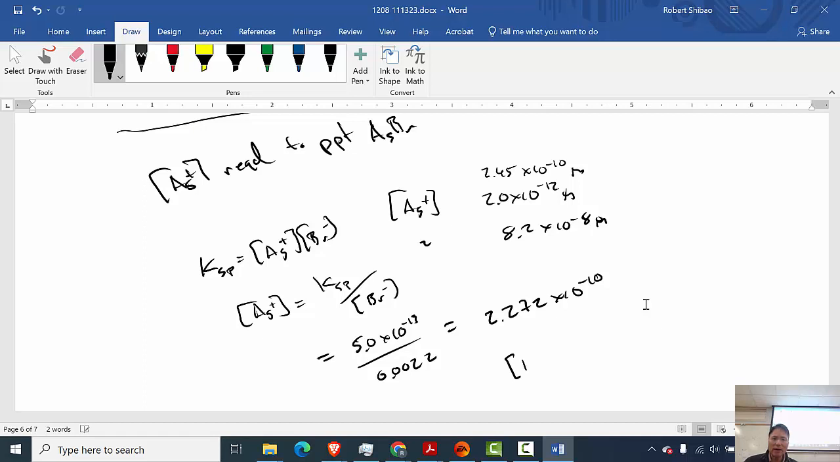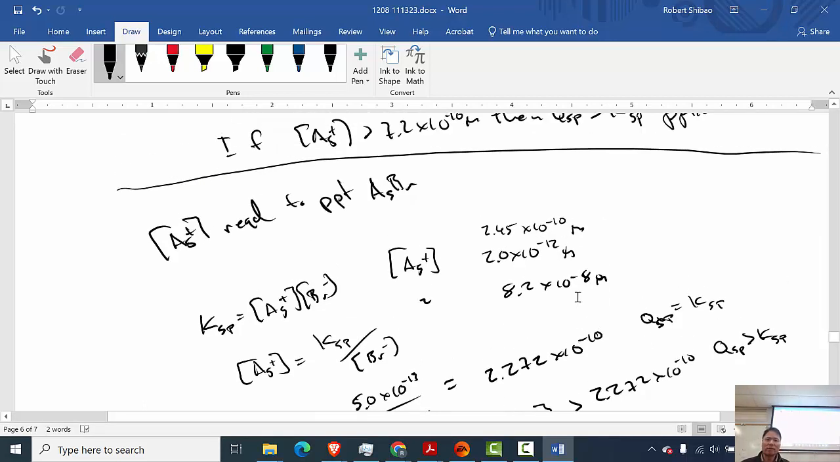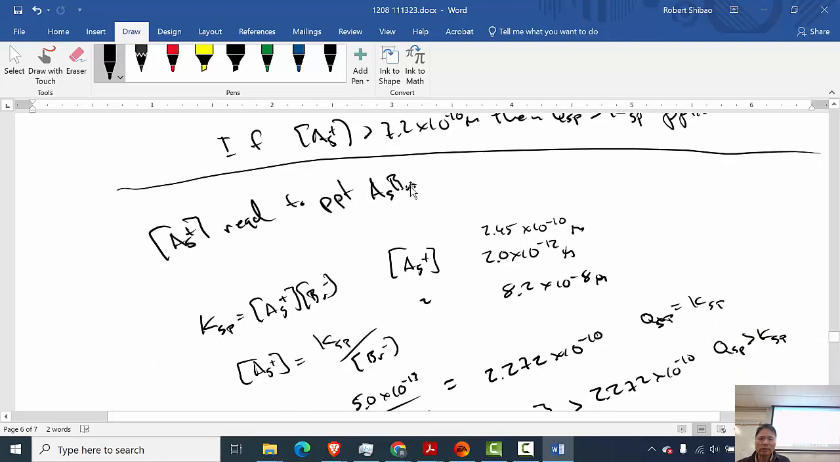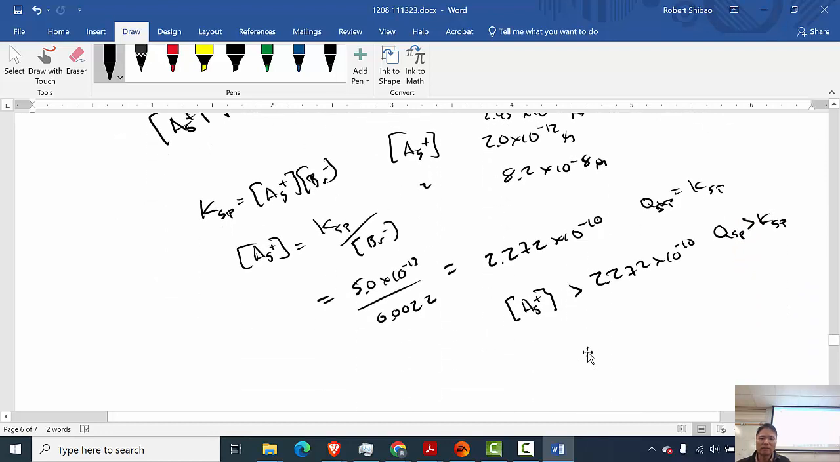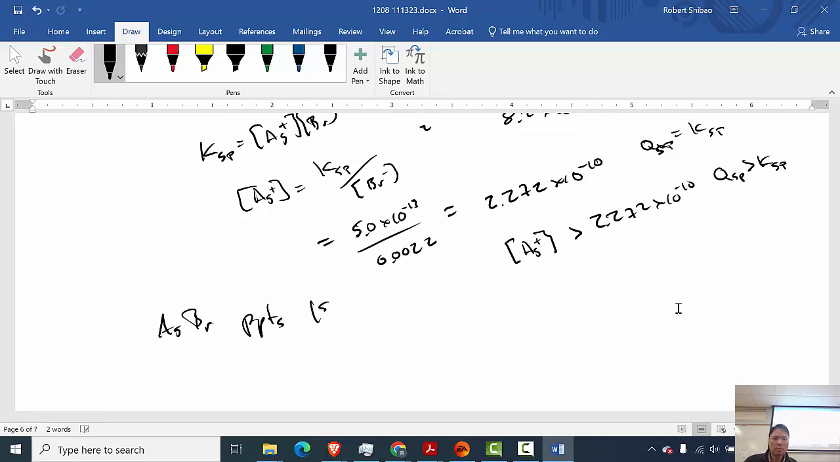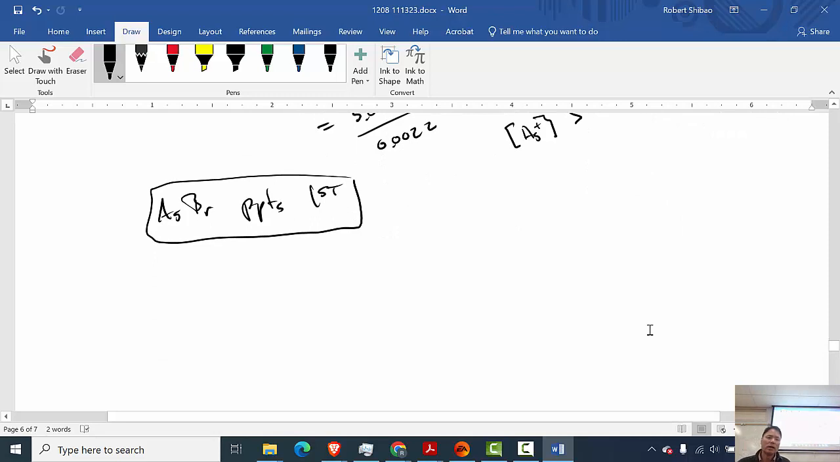And so in order for precipitation of silver bromide, we'll need a silver ion concentration greater than 2.272 times 10 to the minus 10. If we have it just there, then we see that QSP is equal to KSP. If we go greater, QSP will be greater than KSP. So which one will precipitate first? It looks like for silver chloride we need more, 7.2 versus 2.272. So silver bromide precipitates first, because it requires less silver.